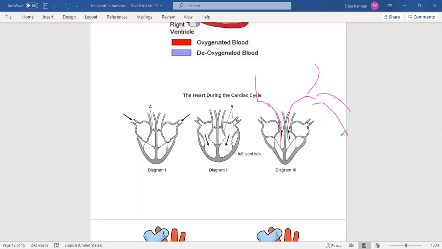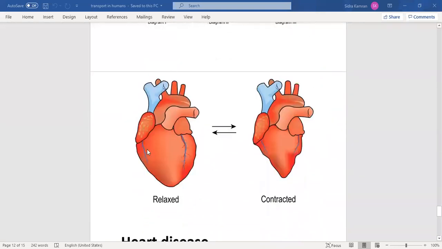At the same time, both the atria contract, blood goes towards the ventricles, and at the same time, both the ventricles contract and blood moves towards the aorta and pulmonary artery. The pulmonary artery takes that blood towards the lungs, and the aorta takes that blood to the whole body. Next, see this diagram here.